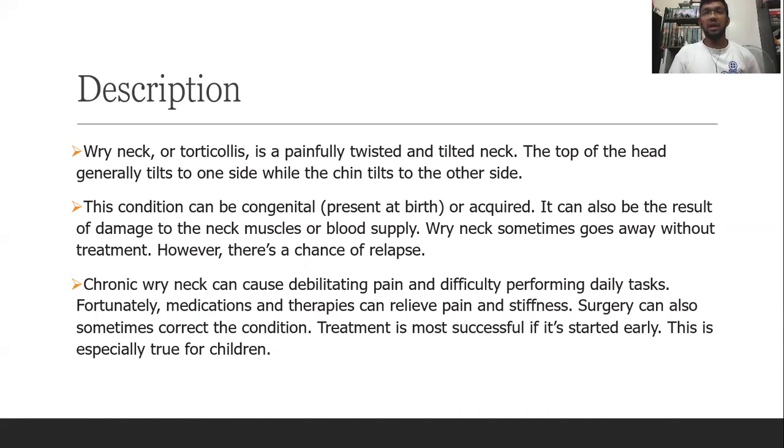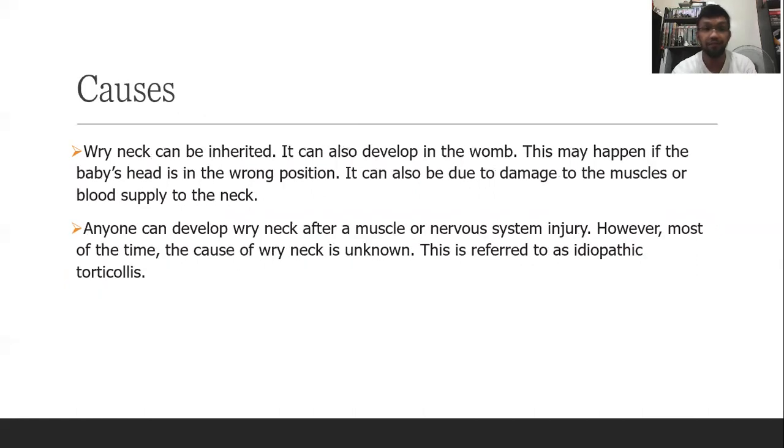So sometimes if the patient has chronic wry neck, they may experience pain. And there will be medications that will be given to them in order for them to be relieved from the stiffness and pain. Surgery is also used to correct the condition. Treatment is most successful if it has been started early. And this is most especially true if the patients are children.